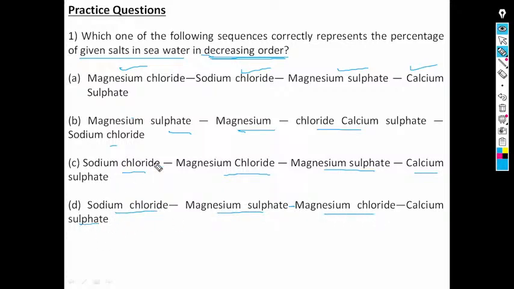So actually, we can say that C is correct. Sodium chloride is in the middle, then the order: magnesium chloride, then magnesium sulfate, then calcium sulfate. Okay, these are the order particularly.